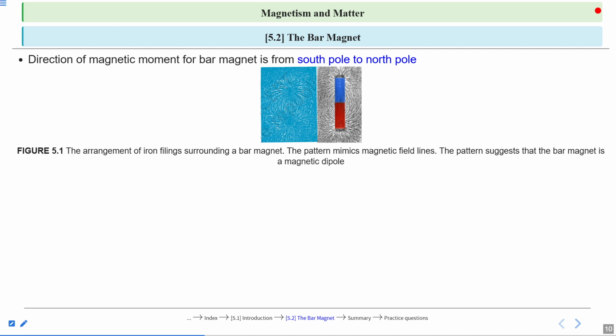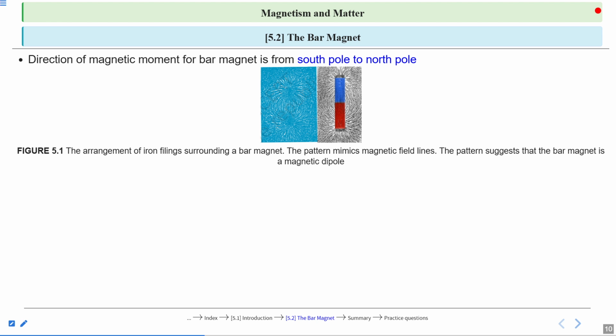And you can see in the diagram, figure 5.1 is given, which is the arrangement of iron filings surrounding a bar magnet. The pattern mimics magnetic field lines. We have also seen in the Oersted experiment, there is one diagram representing the iron filings around the current carrying wire. They align themselves in the form of concentric circles. Now we spread the iron filings surrounding a bar magnet, so they align themselves in the direction of the magnetic field lines.